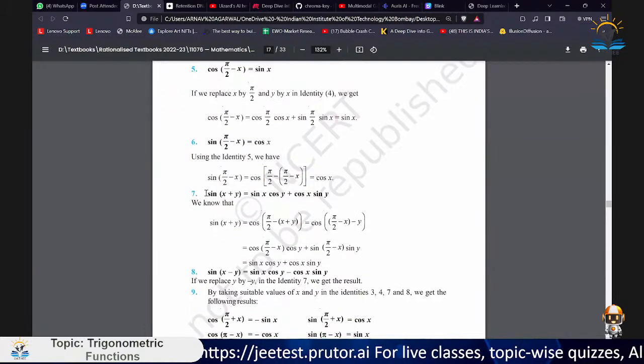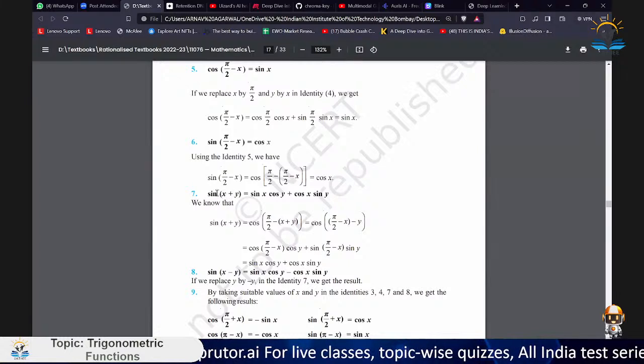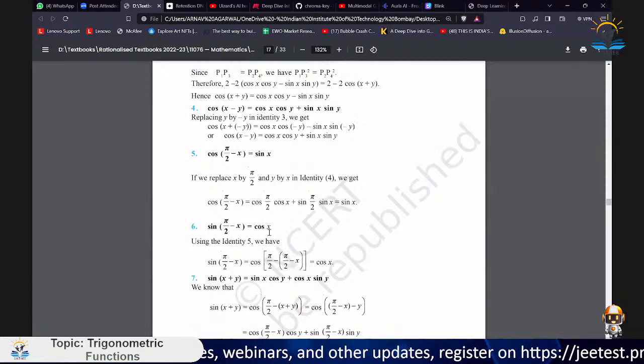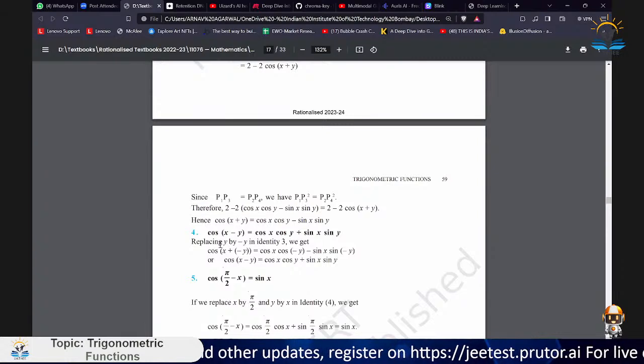I can tell you a trick to remember sin(x plus y), let's say. If you want to remember this, just multiply sine of one thing with the cos of another, and then add cos of the first thing into sine of the other. But in the case of cos, what you need to do is multiply cos of both and then add sine of both. You don't need to interchange. So likewise, you can remember all this stuff.